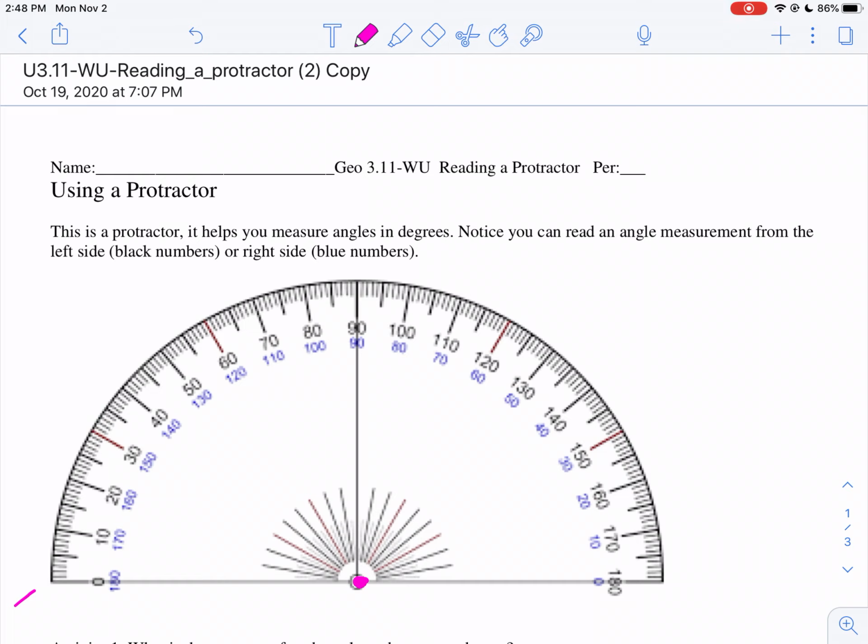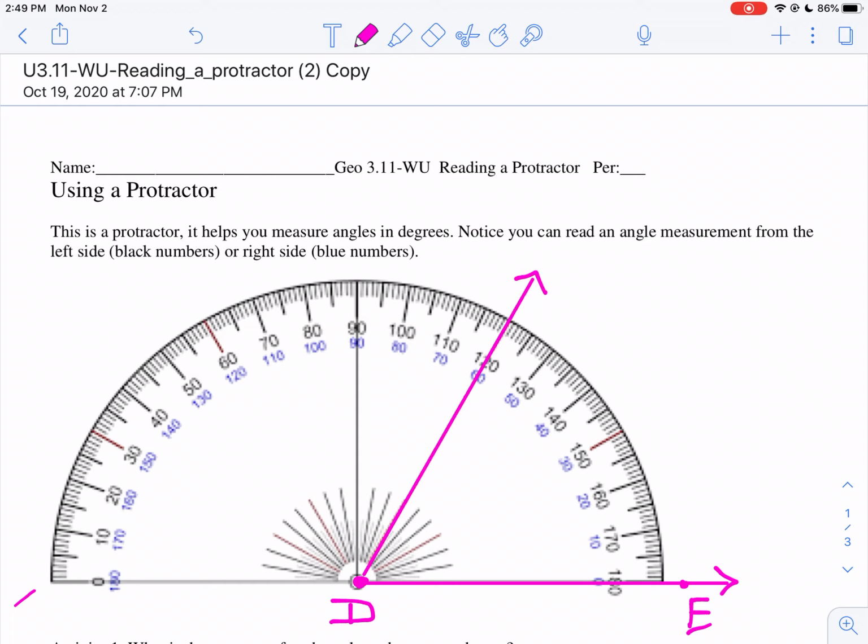Okay, so I'm going to draw a ray, and I'm going to put this ray right here alongside this side of the protractor. Okay, and we can call this E. Well, let's call it D here. All right, and then there's another ray that shares point D, and you can put it any way you want. So I'm just going to draw a 60-degree angle. So I'm going to put it right here, 60-degree angle.